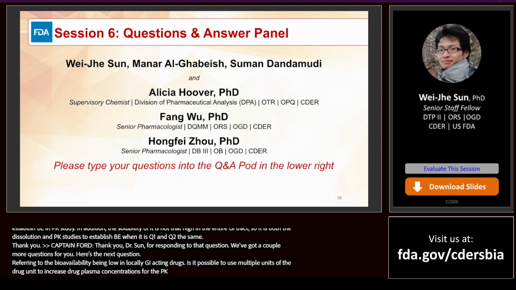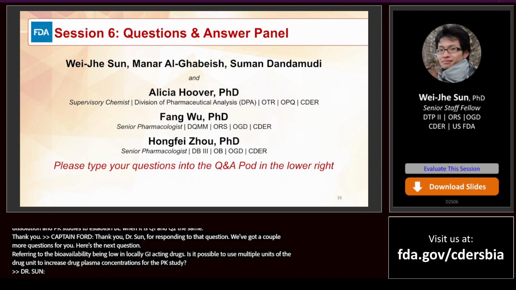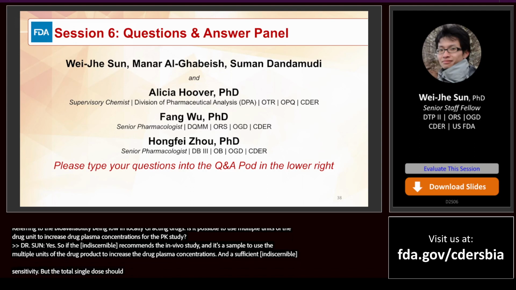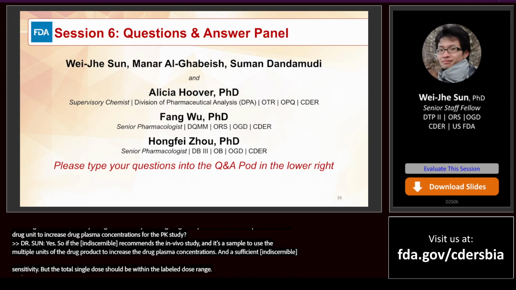Yes, so if the product specific guidance recommends the in vivo PK study, it is acceptable to use multiple units of the drug product to increase the drug plasma concentrations and achieve sufficient bioanalytical sensitivities. But the total single dose should be within the labeled dose range, and the dose range is safe to the study subject. Thank you.